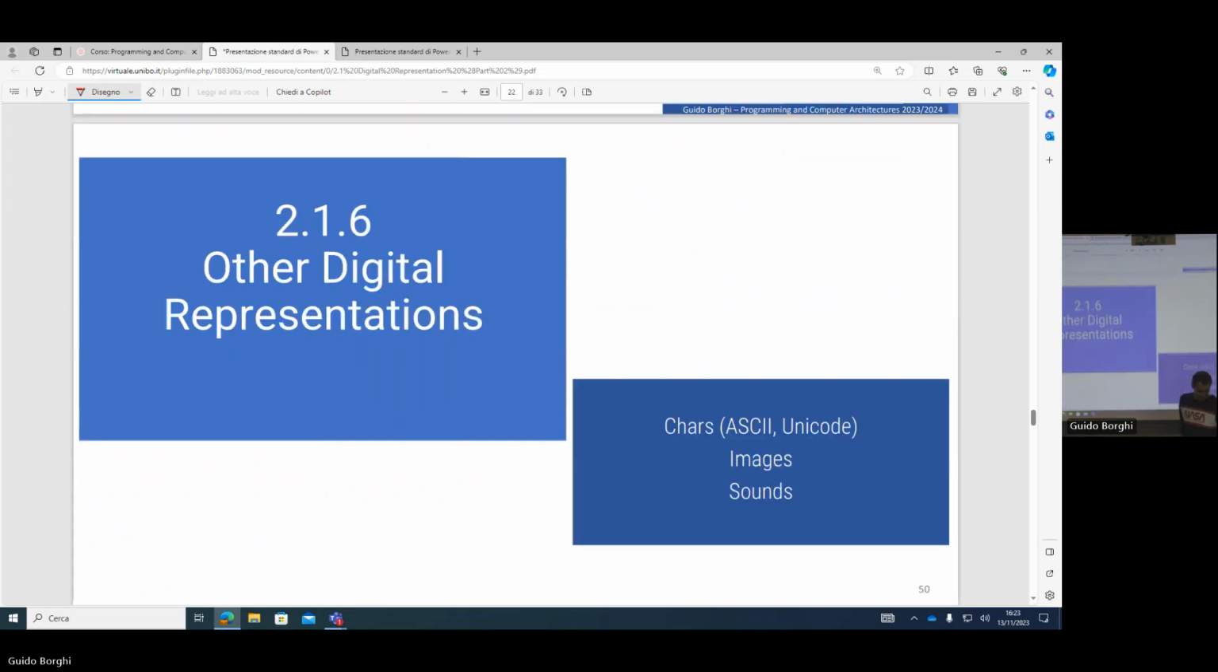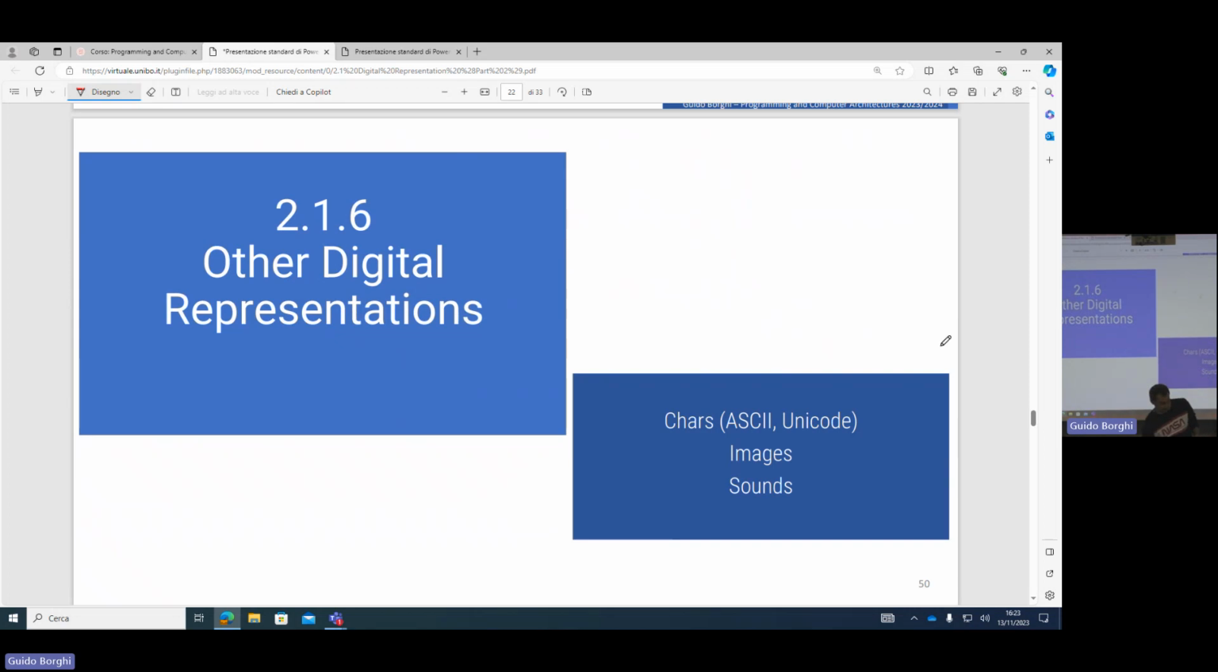So today is time to see other digital representations, since we have seen how it's possible to represent numbers, values inside the computer using the binary positional representation. How it's possible to write or store a number in a computer, a signed number, an unsigned number, a number with the decimal point in a fixed position, a number with a decimal point in a floating position, and so on. So we have seen how it's possible to represent different values inside our computers.